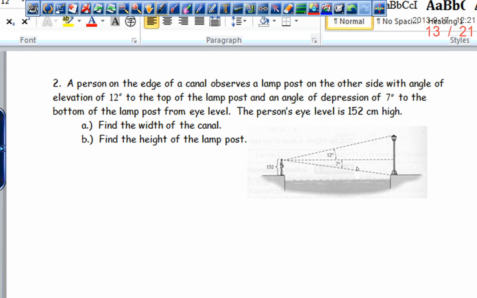So is there anything else I can use here? You can put the 152 on the post. So up to this point is 152 as well. Now let's see. A says to find the width of the canal. So I'm trying to figure out how far the dude is from land. So I use tangent. Tangent of 7 degrees.